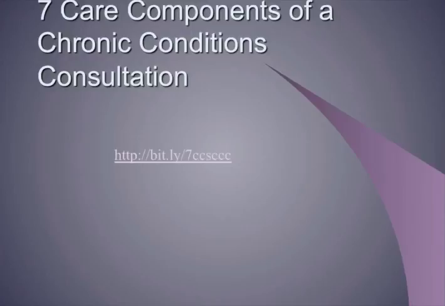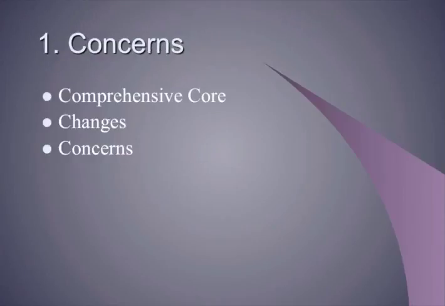But the framework we use is divided up into these 7 components. The first one is the comprehensive core, the changes and the concerns. So how are you going on a scale of 1 to 10? What's changed since we last saw you? What are you really worried about? As Ros said, if we're having a patient-centered approach and we ignore the patient's concerns, then we haven't done them a real service. So number 1, we start off with their comprehensive core measures and their changes and concerns.